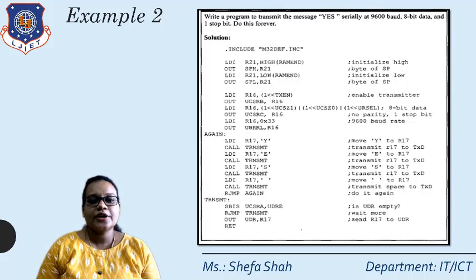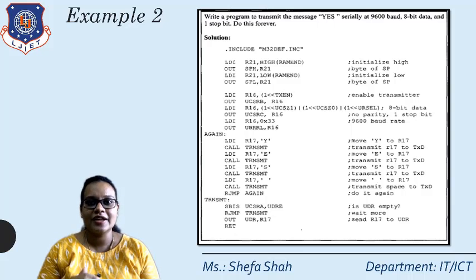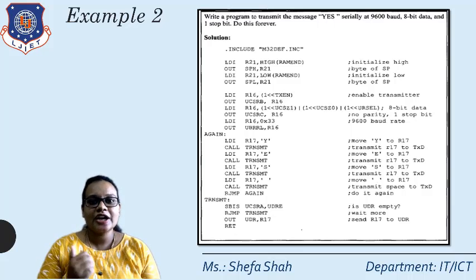Now in the again subroutine, first we need to transmit Y, and then we will call the transmit subroutine. What will this transmit subroutine do? It will check continuously whether UDR is empty or not. If it is empty, then it will accept Y and transfer the ASCII value of Y bit by bit serially. And whenever it is empty, then the next character will be checked.